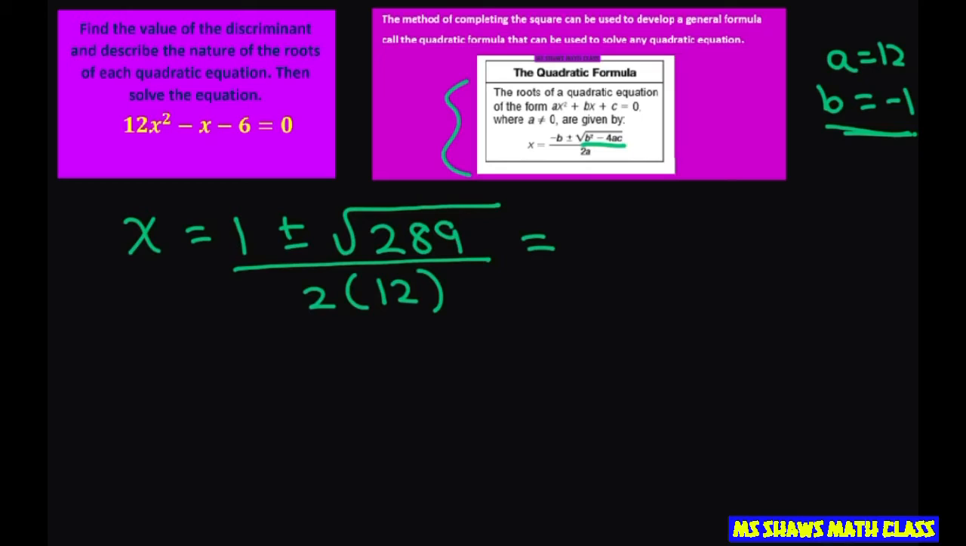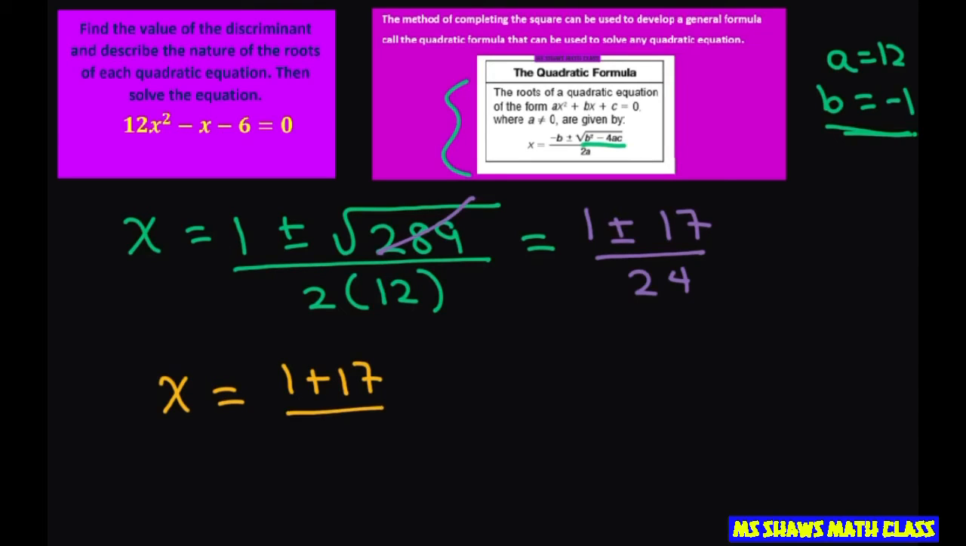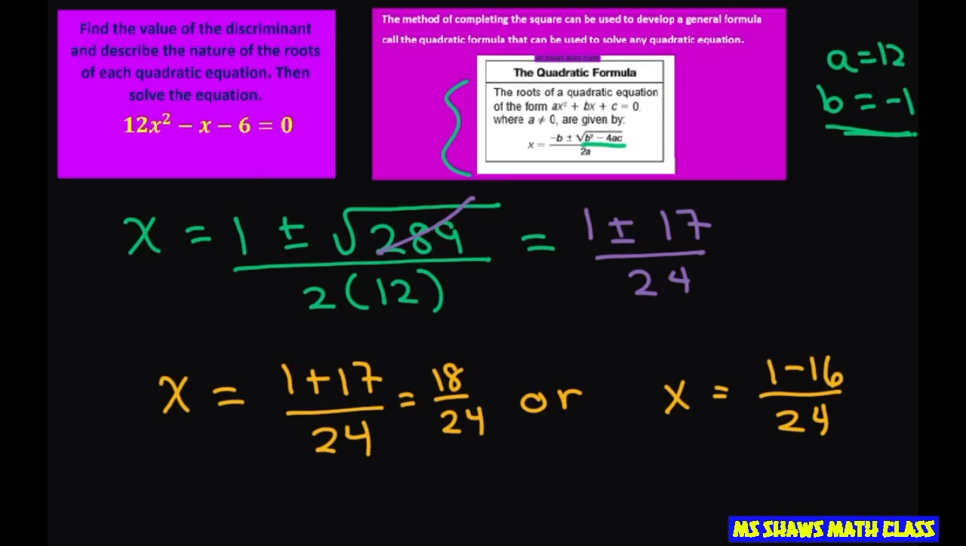So now we can just kind of split this up. The square root of 289 is 17. So basically, you're going to get 1 plus or minus 17, divided by 24. So let's split this up. You have x equals 1 plus 17 divided by 24, or x equals 1 minus 16 divided by 24. This is going to give you 18 divided by 24. This is going to give you -15 divided by 24.